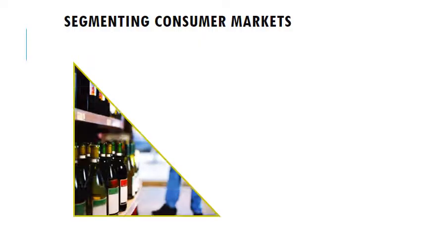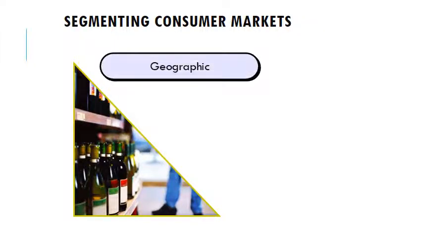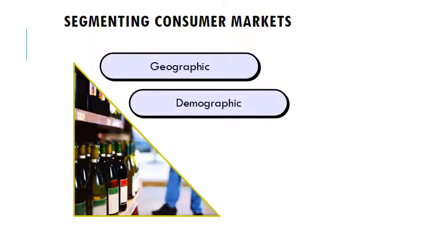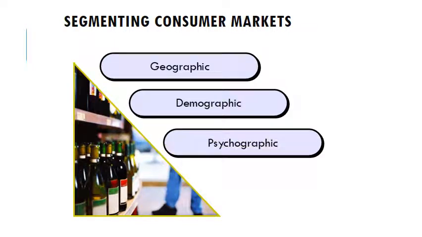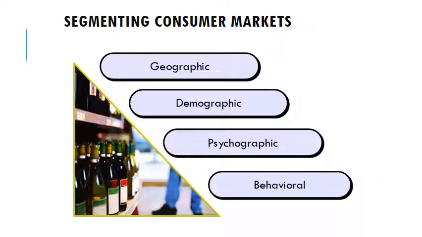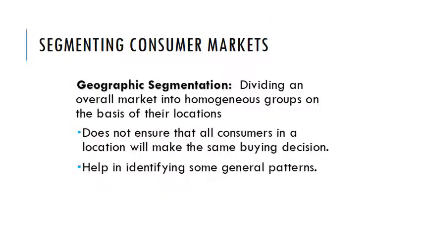Now we are moving on to how you segment your consumer markets. You can have various ways of segmenting your consumers. The first method of segmenting consumers is geographic segmentation. The second one is demographic segmentation. The third one is psychographic segmentation. The fourth one is behavioral segmentation. Along with this, you can also have product benefit segmentation, usage segmentation, and so on.